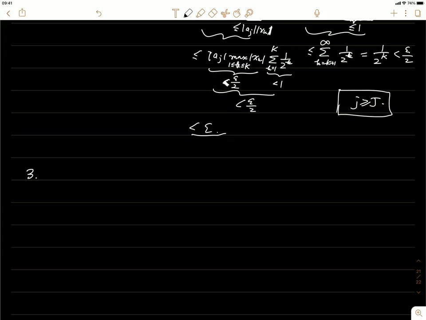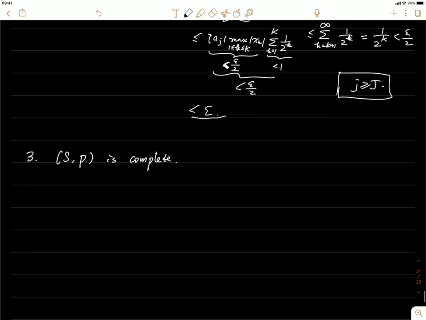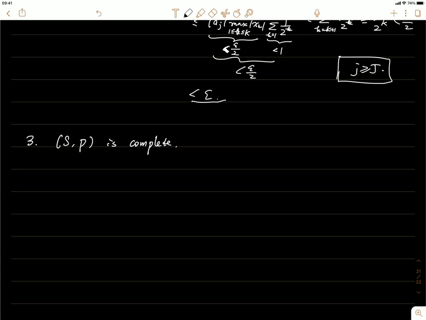Okay, now as the last part of this proof, we need to show that the S^p is a complete space. We want to show this is complete, so that it is a Fréchet space. To show that it's complete, we need to show that every Cauchy sequence in S is convergent, and the limit is inside S. Suppose we have this sequence x_n. This is Cauchy.